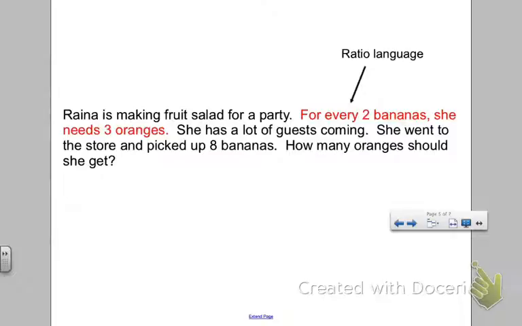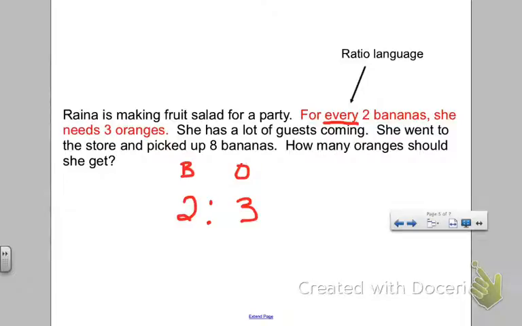Hopefully you recognize that we have some ratio language here. Do you see that word every? For every 2 bananas, she needs 3 oranges. So we're talking about bananas to oranges. We're comparing the number of bananas to oranges. And we have a ratio of 2 bananas to 3 oranges. Bananas and oranges, 2 to 3.